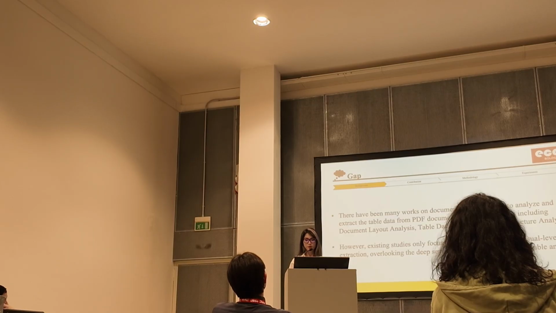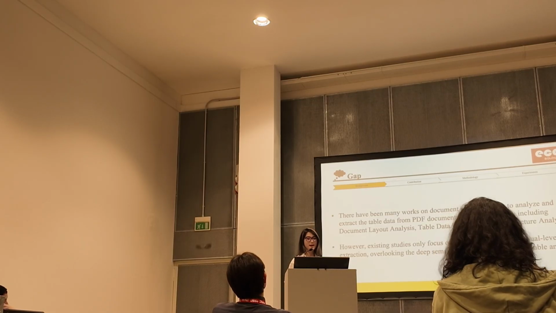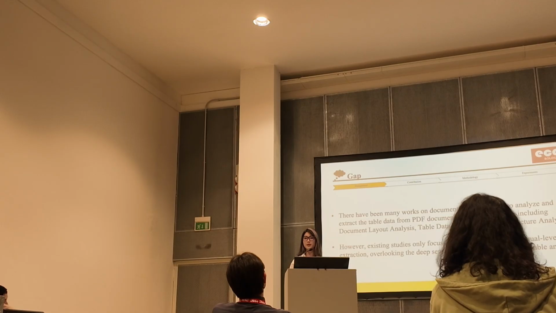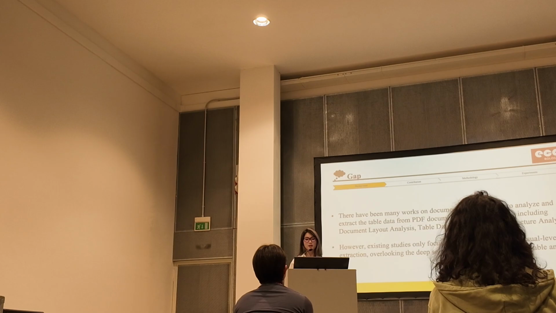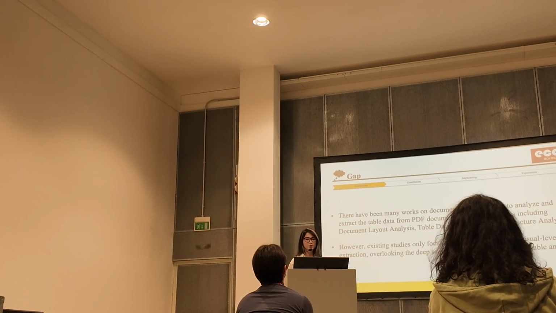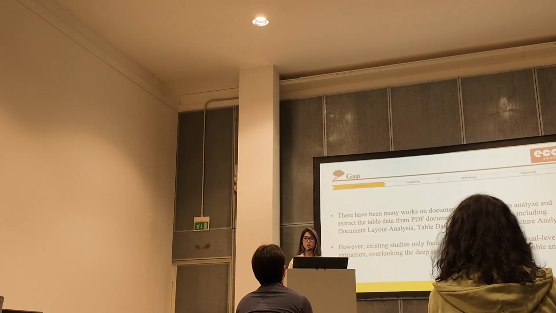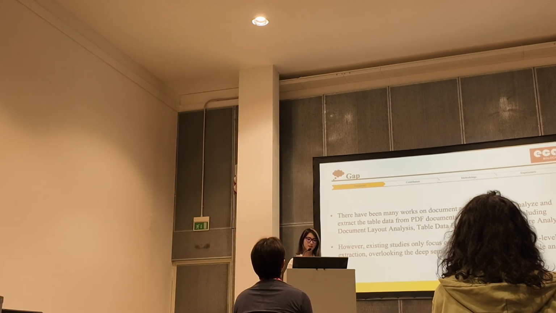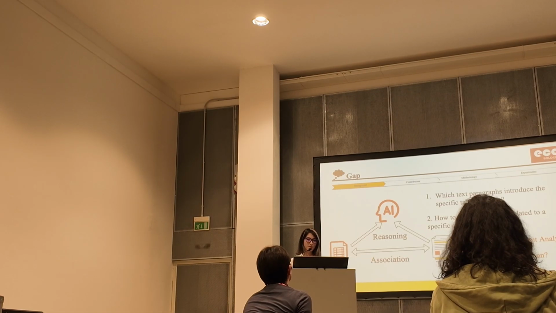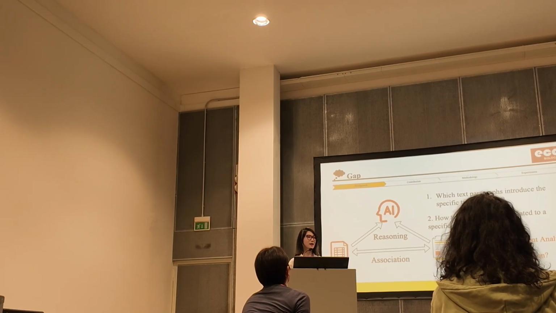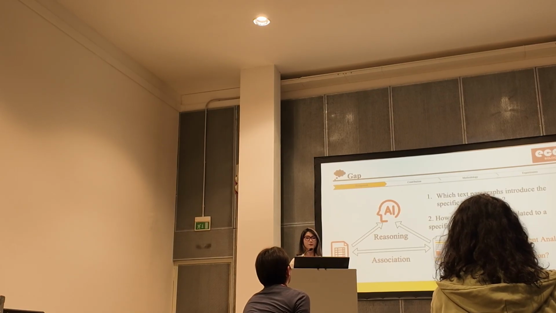There have been many works on document analysis trying to analyze and extract the table data from PDF documents, with salient tasks including document layout analysis, table data extraction, and table structure analysis. However, existing studies only focus on the shallow and visual level of data extraction, overlooking the deep semantic relationship between the table and text. But actually, table and text are together, they have associations, they jointly support the reasoning.